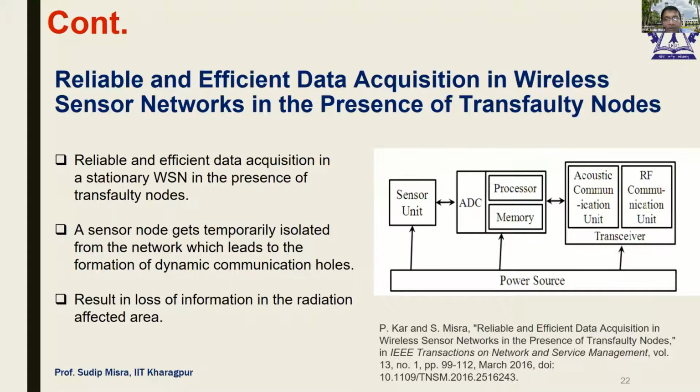In transfaulty there are two types. One we call the dumb nodes, which I'm not going to talk about now, which was published even before. Then the transfaulty nodes are a specific type of dumb nodes, where these nodes get affected due to radiation, in radiation prone areas, for example close to nuclear power plants and so on. So this is about how you can handle the data from these nodes when these nodes themselves misbehave. This is what we did in our work that was published here.